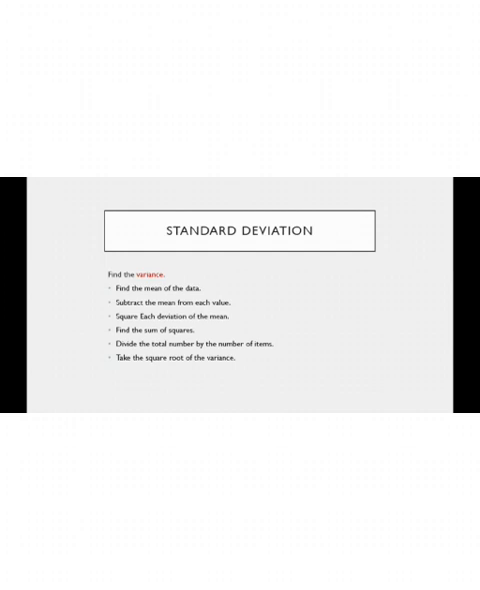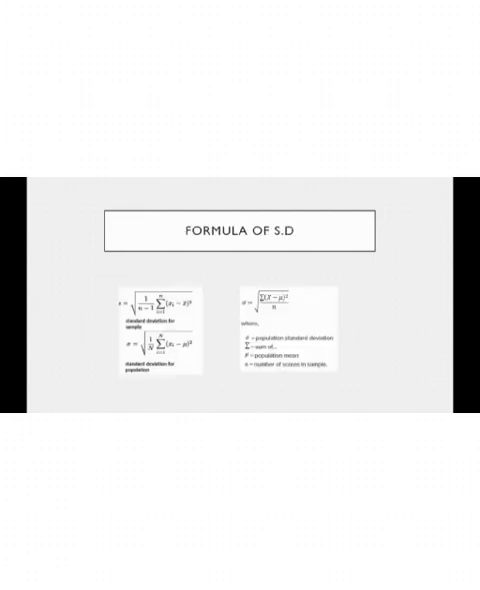We will discuss the steps to find the standard deviation. Firstly, we find the variance. Find the mean of the data, subtract the mean from each value, square each deviation from the mean, find the sum of squares, divide the total by the number of items, and take the square root of the variance. Now we find the standard deviation. Here we have two formulas that we use in standard deviation. One formula is for sample standard deviation and the other formula is for population standard deviation.